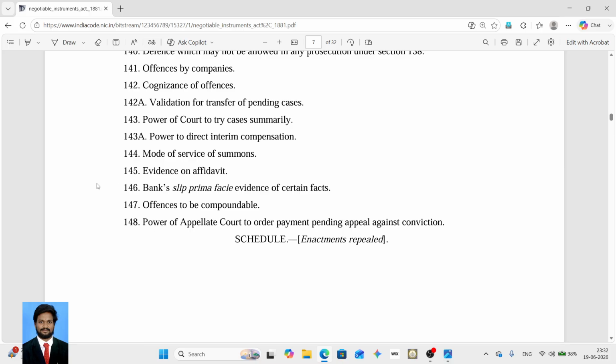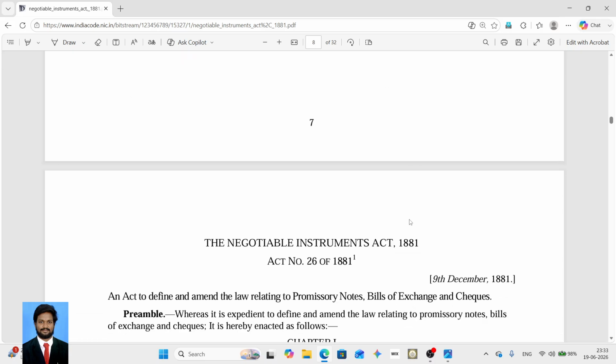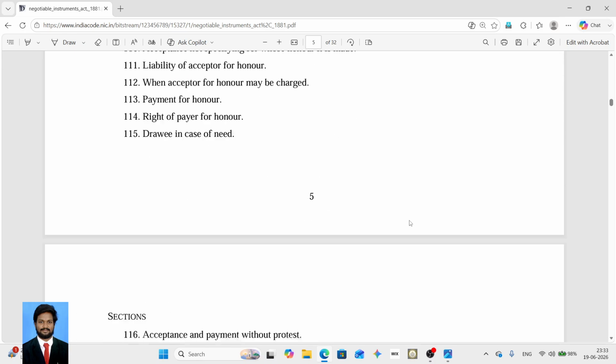145 evidence on affidavit. 146 bank's slip prima facie evidence of certain facts. 147 offences to be compoundable. 148 power of appellate court to order payment pending appeal against conviction. Schedule: enactments repealed.